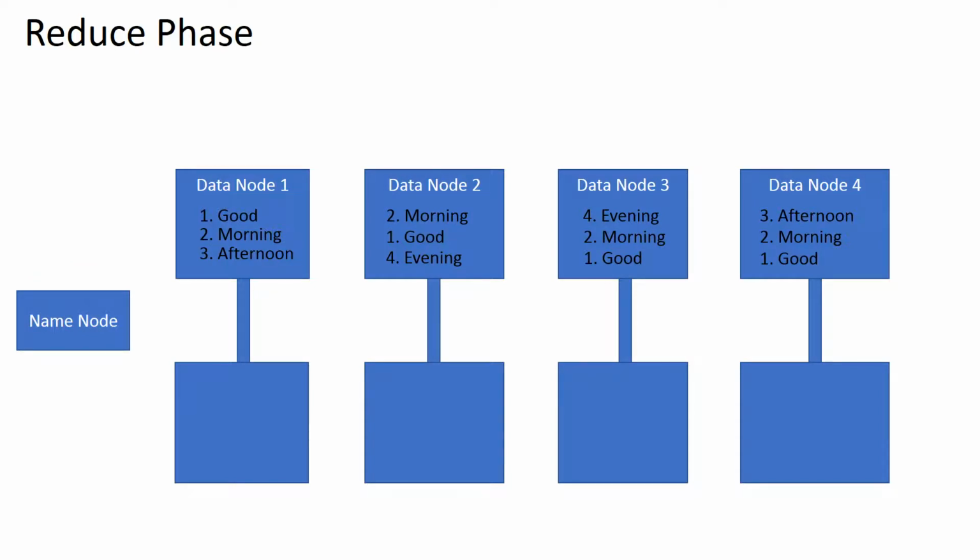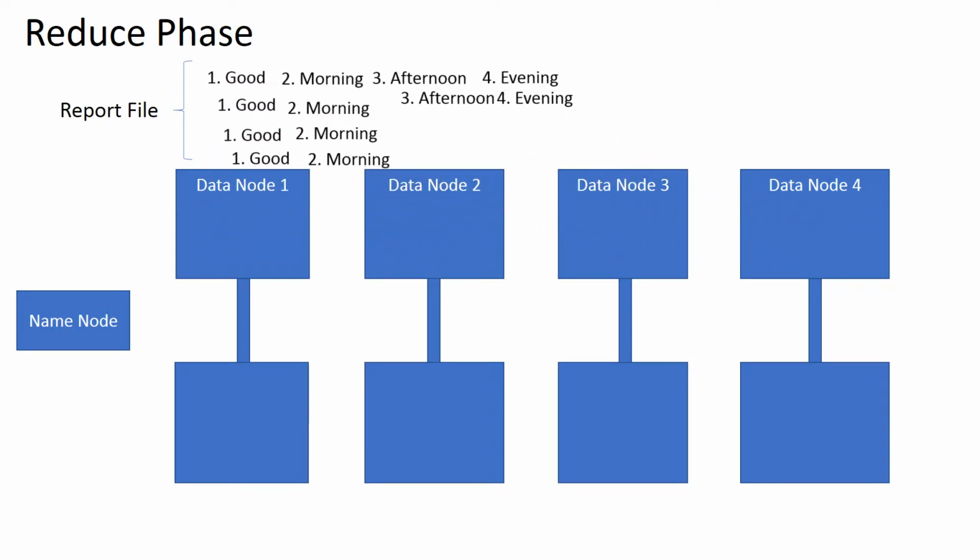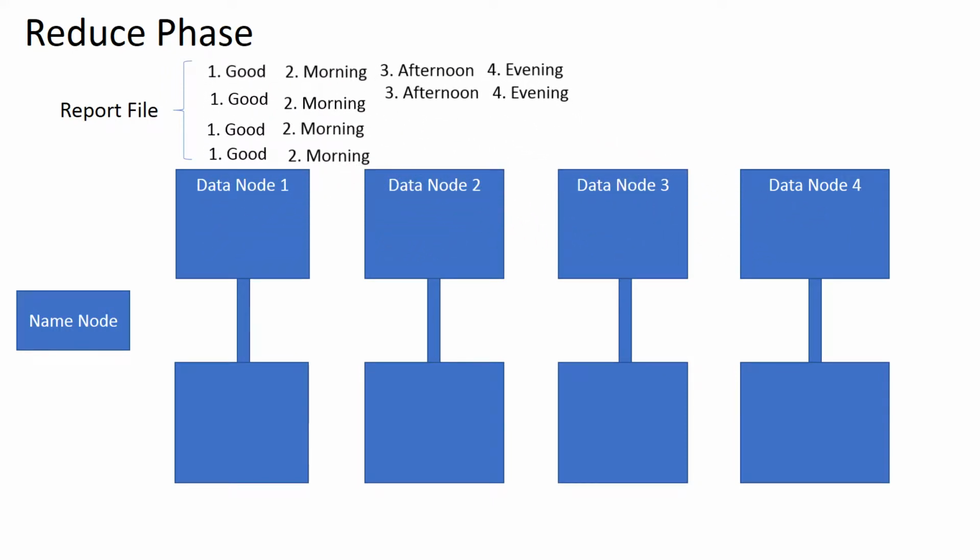In the reduce phase, Hadoop sorts the data and puts together all the good first, then the morning, then the afternoon, and so on and so forth. Then it reduces the data by adding up the outputs and writing them down in a file. When all the databases are done with the summations, the report is done.